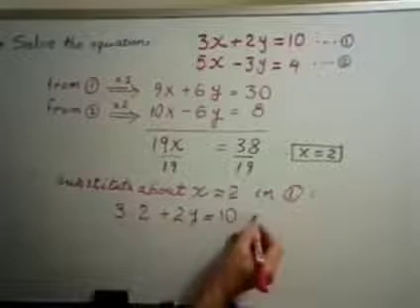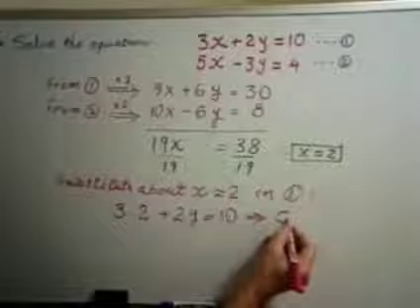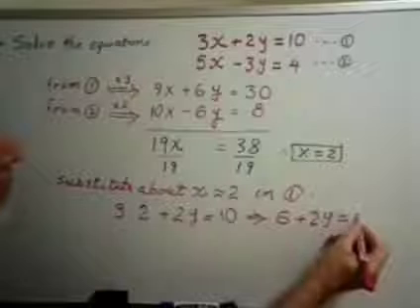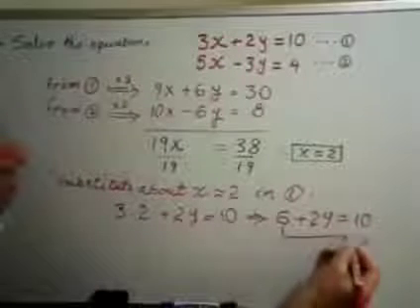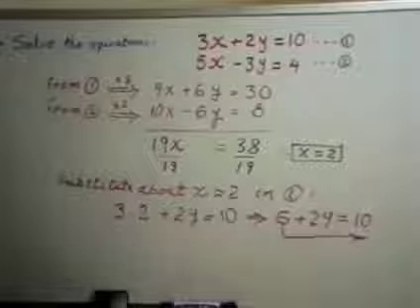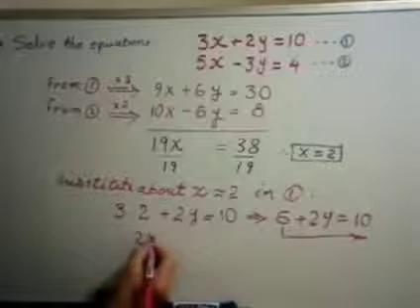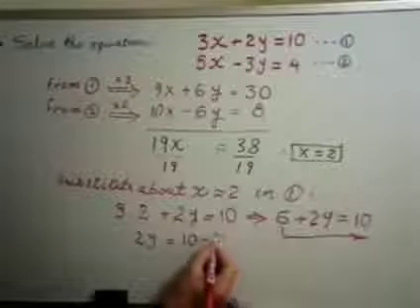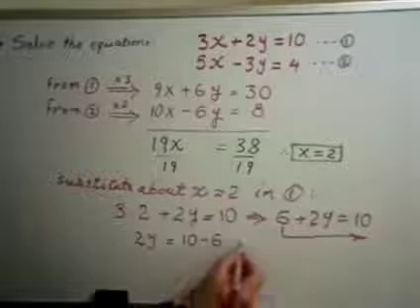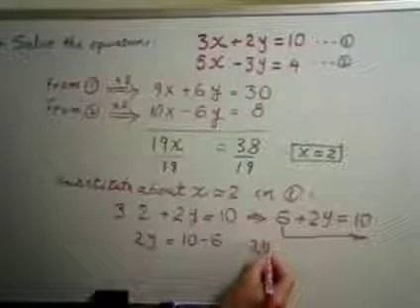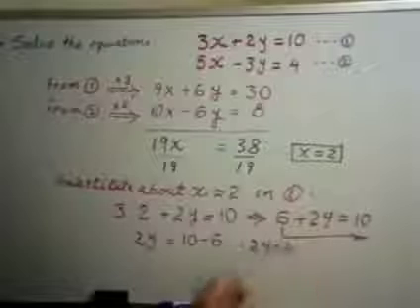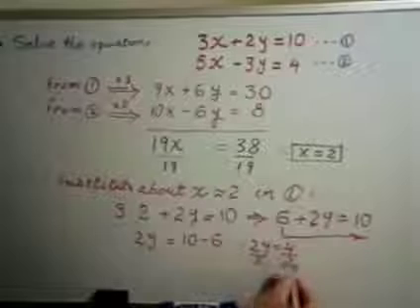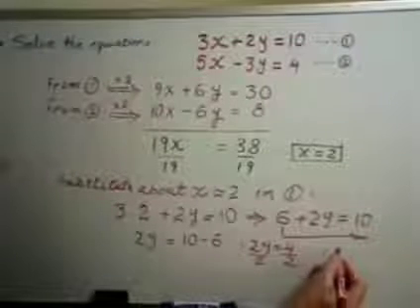That means 6 plus 2y is equal to 10. By moving 6 to the other side, it will be a negative. So 2y will stay in this side, and the other side will be 10 minus 6. So 2y is equal to 4. Then divided by 2, we got y is equal to 2.